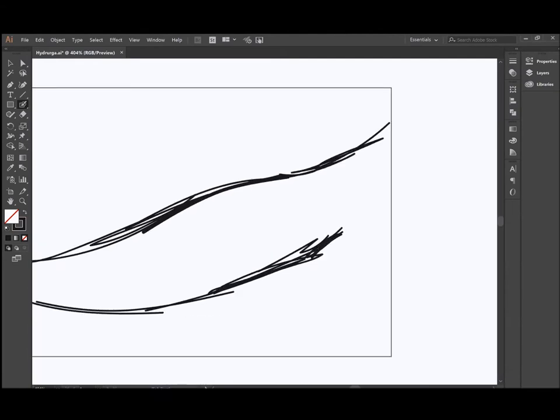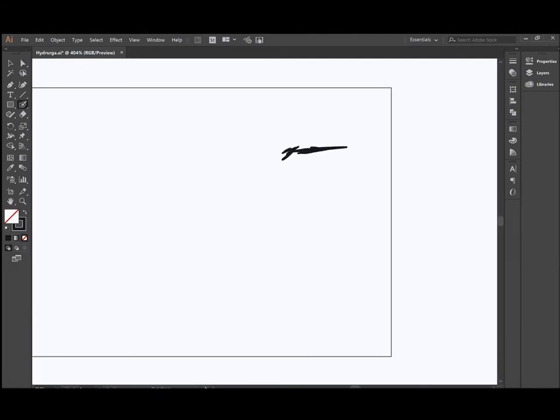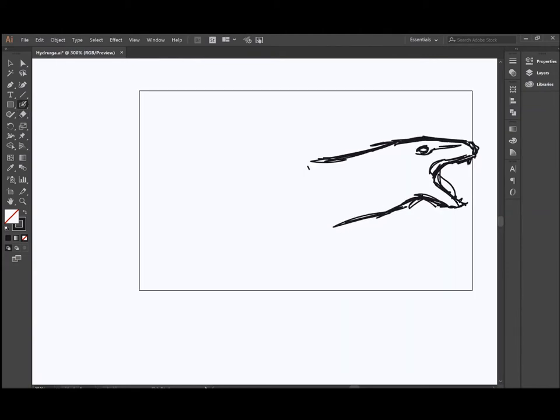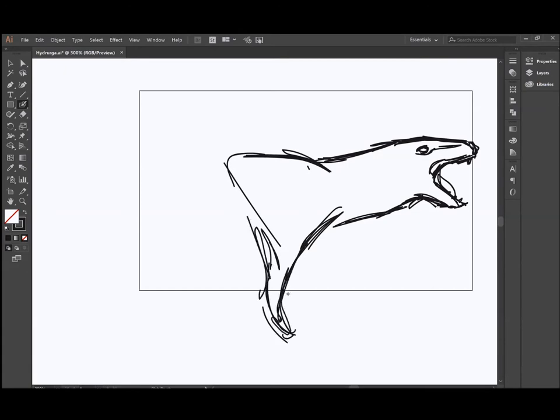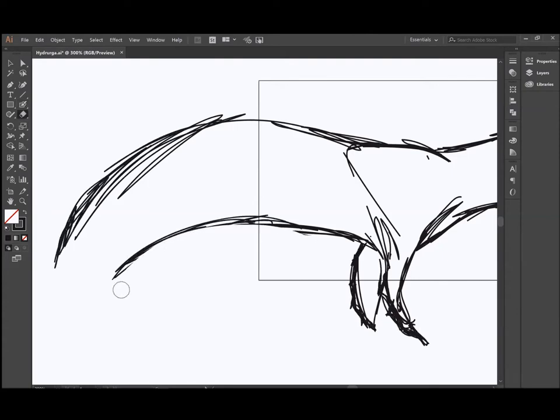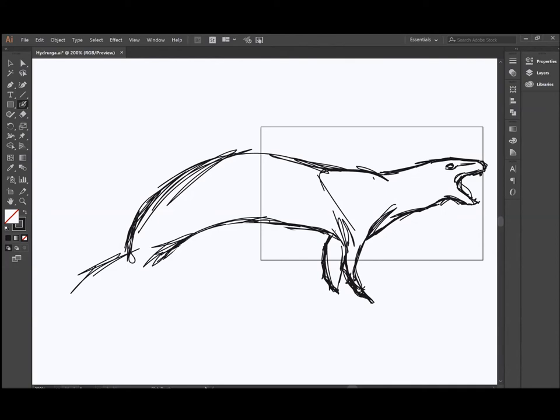So this is me drawing Hydrurga leptonyx, the leopard seal, aka angry sock puppet of the ocean. Look at this guy. They have these weird, like, sock puppet mouths with teeth. So what you see me doing right here in, like, 16 times speed is me just fleshing out the sketch of the body and head.